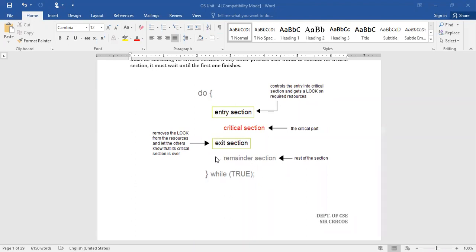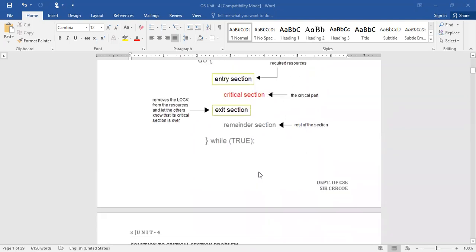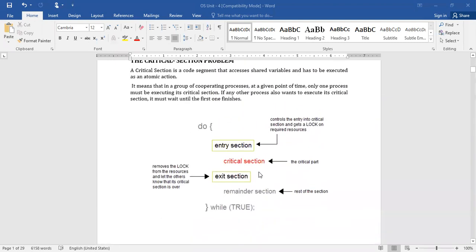So once it exits from this section, it becomes free. So other processes which want to enter into their critical section will be allowed for execution. In such a way, if you control the access of the shared resources among the processes one after another, you may not find any problem. That is what we call the critical section problem.